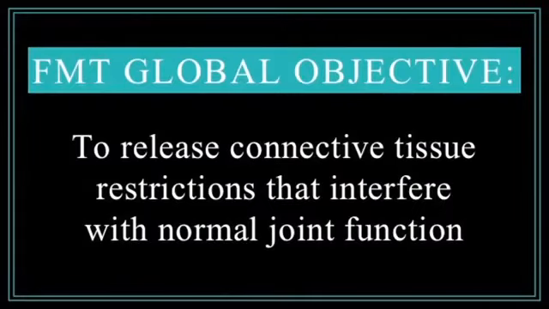So let's begin first of all with the indications of FMT. FMT is a modality to use on musculoskeletal conditions of the foot and leg. The global objective of FMT is to release connective tissue restrictions that interfere with normal joint function. Interference of normal joint function causes connective tissues around the joints to compensate, and it's this compensation that leads to the symptoms our patients complain of.